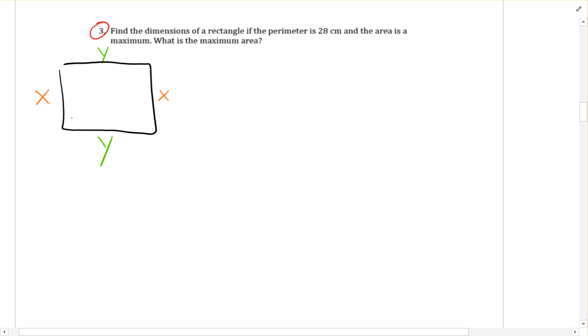The perimeter just means the length all the way around the outside. So our equation is going to be 2x plus 2y is equal to 28. And like we've been doing in all these ones, we might as well rearrange this for y. Let's say y is equal to, if you solve for y, 28 minus 2x over 2.